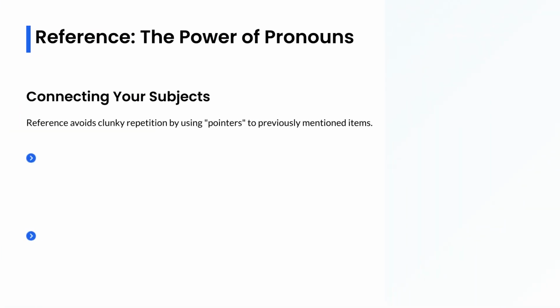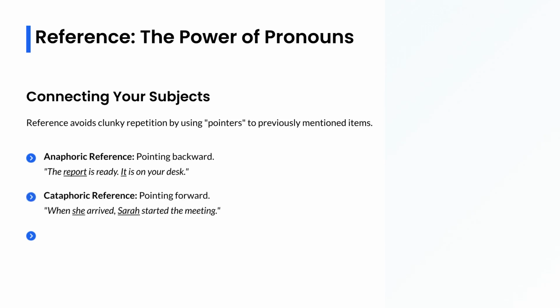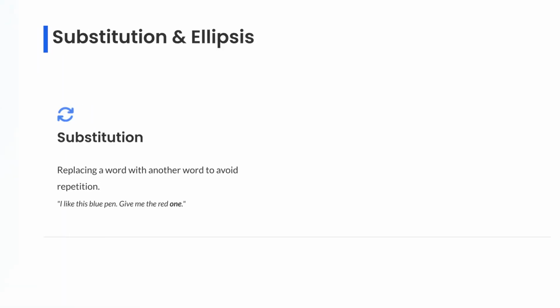Reference, using pronouns, avoids repetition. Anaphoric reference points backward. Cataphoric reference points forward. And comparative reference is a direct comparison. These pointers connect your subjects efficiently.